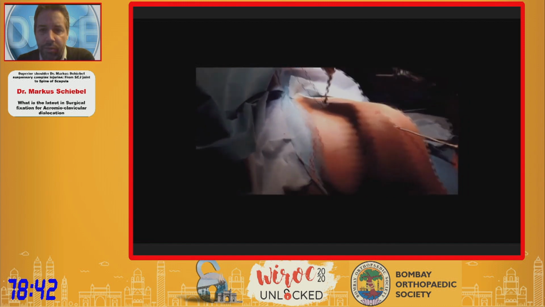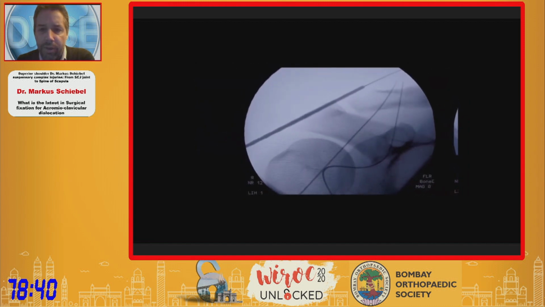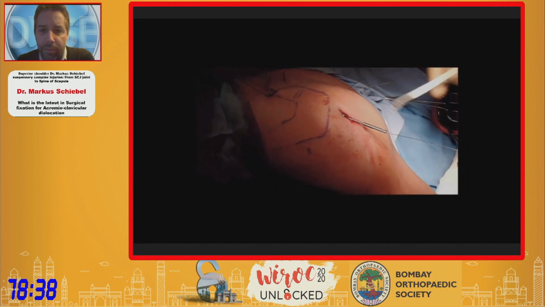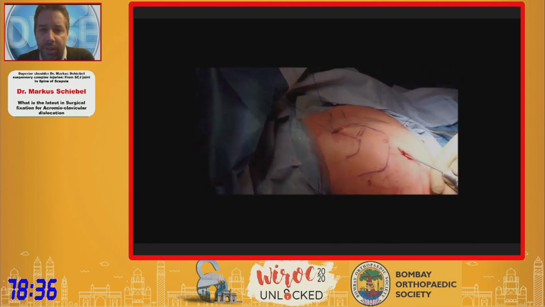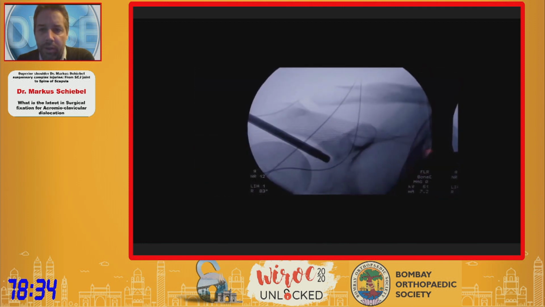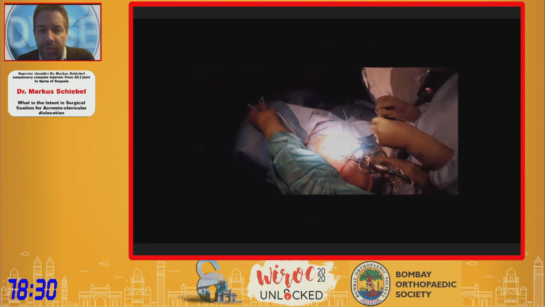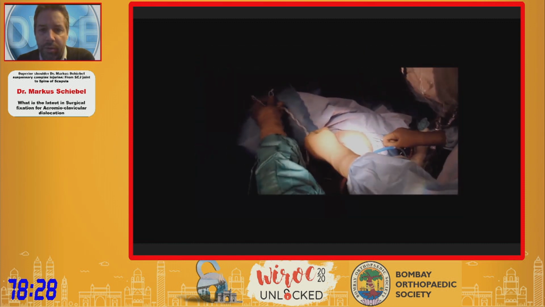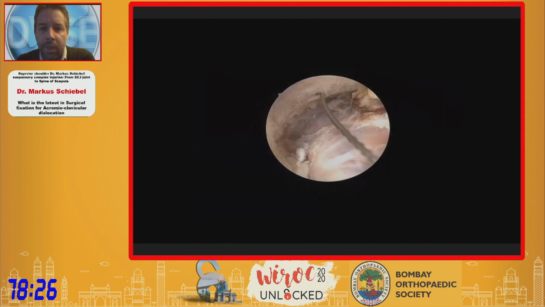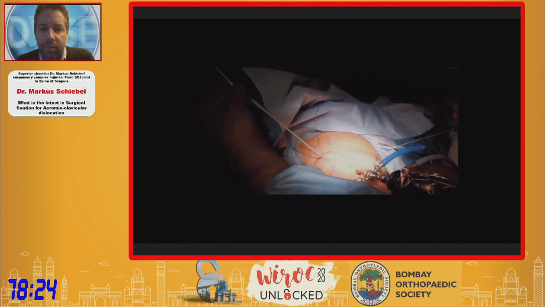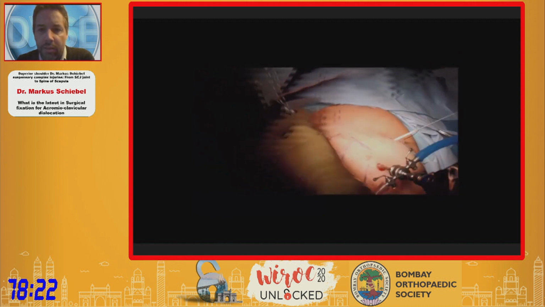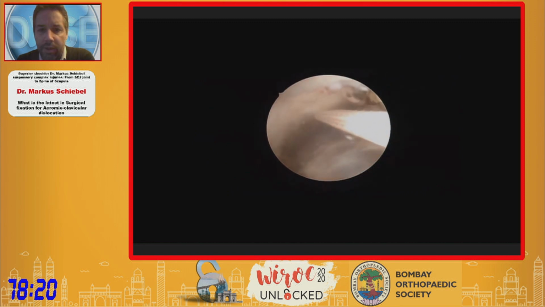Place a 1.25 millimeter K-wire, we over drill it with a 2.7 millimeter drill, and then we insert another nitinol wire. So now all these drill holes are made, and now we come with a low profile. We insert the low profile through the coracoid and the clavicle, as you can see here.